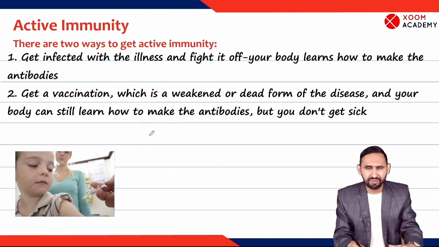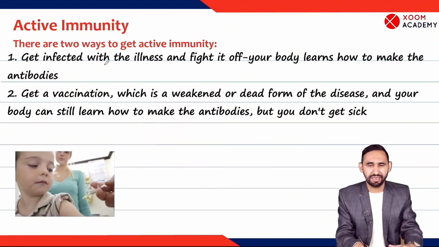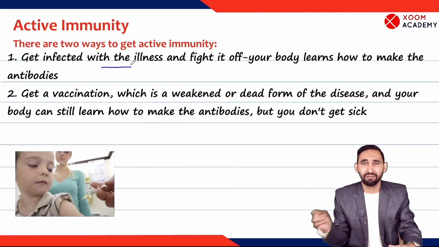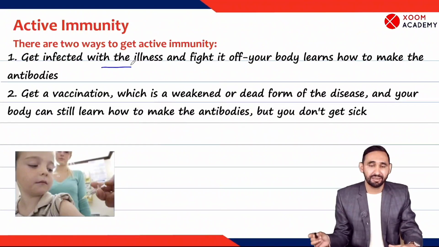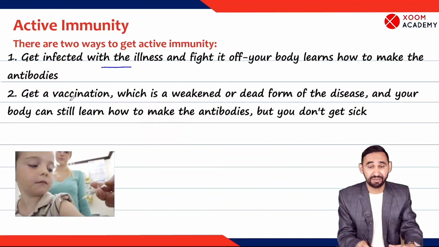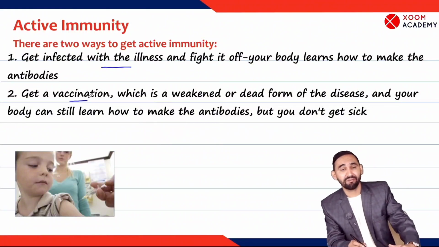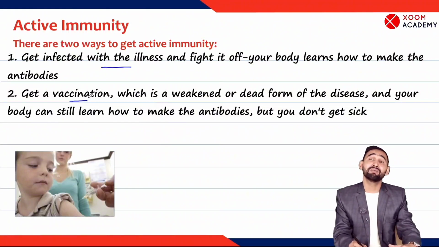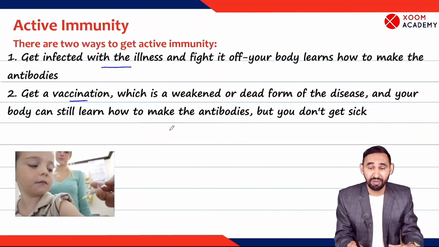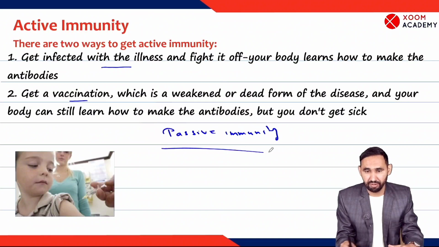We can get active immunity by getting an infection with illness. If someone gets an infection with illness, next time the body will make antibodies, or we can get vaccination. Vaccination also provides active immunity. How is passive immunity achieved? Passive immunity is achieved by immunoglobulins. We inject immunoglobulins.